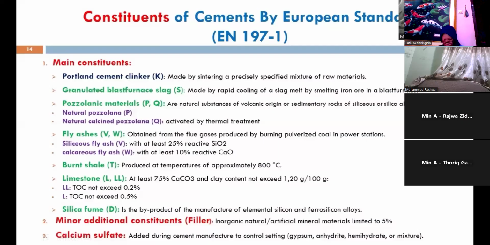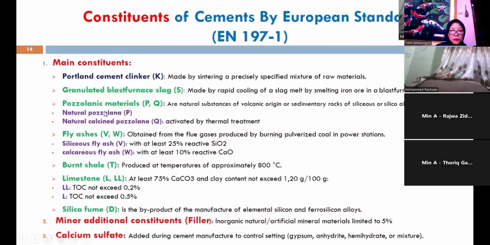The second main constituent is granulated blast furnace slag, represented by S, which is made by rapid cooling of slag melt obtained by smelting iron ore in a furnace for the manufacturing of iron. The third type is a pozzolanic material, P or Q. Pozzolanic material is any natural substance of volcanic origin or sedimentary origin that is characterized by a siliceous or silico-aluminous composition, high silica and high alumina.